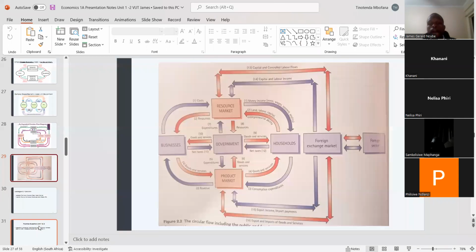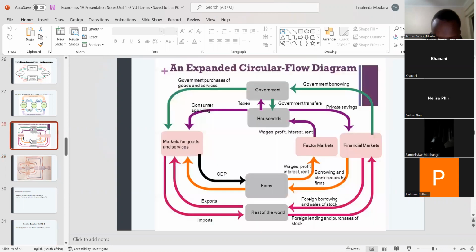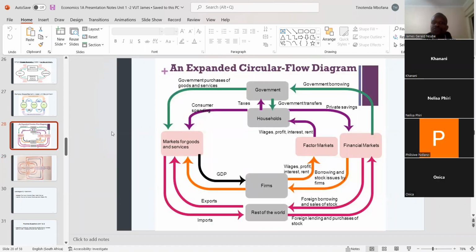Okay, so we want to further complicate this. Now I want to introduce the foreign sector, right? So now everything is there, all four key role players and the different markets. I think the only market that is not there is the financial market. Let me see if I've got a diagram of the financial one. Okay, yeah, this one has got the financial markets.